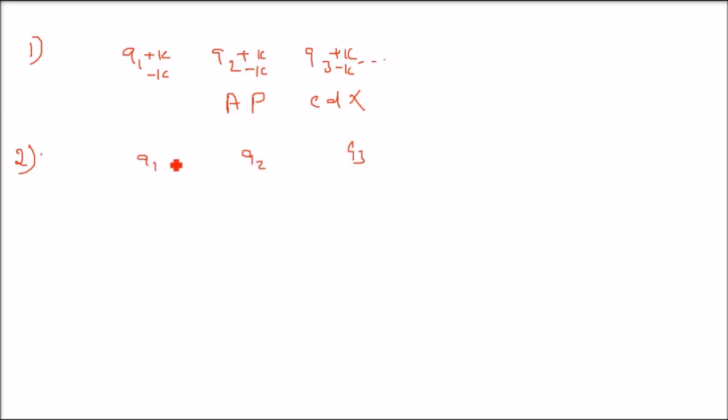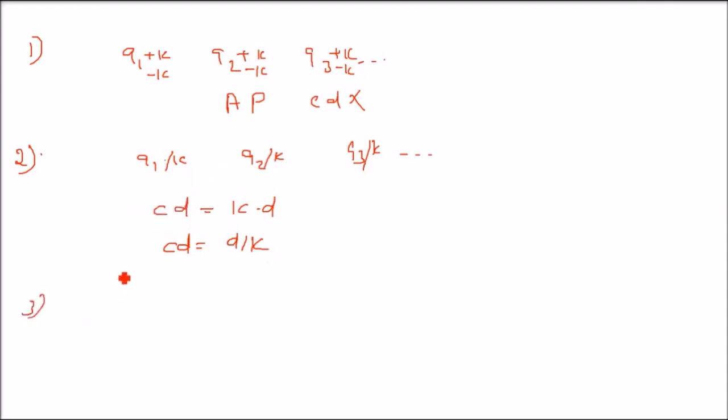Coming to the second property. Now you have A1, A2, A3. Now you multiply K with each term. Then also this series will be in AP. But the common difference will change. Common difference will be K into D. Now if I divide each term by K, this will also be in AP, but the common difference will change. Common difference will be D by K. This is the second property.